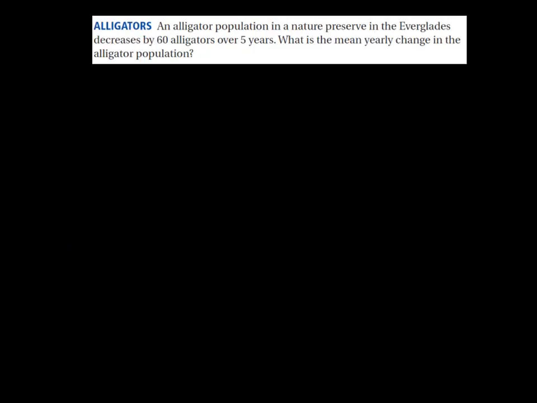An alligator population in a nature preserve in the Everglades decreases by 60 alligators over 5 years. And they want the mean yearly change in the alligator population. Okay, well remember, to get our mean, we have to add up the total of all the numbers that we would have had, and then we divide by how many numbers we added. Okay, so they're telling us already that it decreased by 60 alligators. Okay, so that's our negative 60. That tells us that over those 5 years, if they added up how many it decreased by, it totaled 60 losses, or 60, it decreased by 60. Okay, so that would represent the sum of those 5 years.